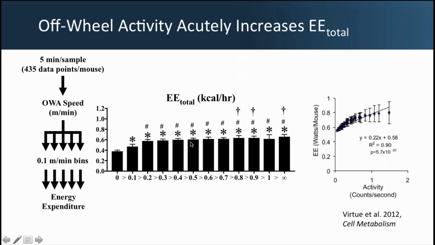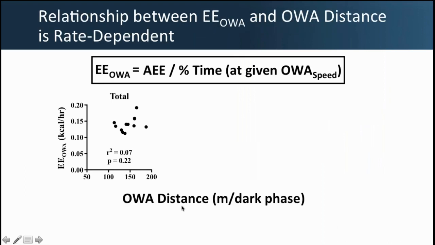The shape of this data, though, looked very similar to what was shown previously, where they, again, tried to find a relationship between off-wheel activity and energy expenditure at these low rates of speed. What we wanted to do was see whether we find the same relationship at low rates of speed, so say above 0 but below 0.3 meters per minute, versus these high rates of speed. And so that's what we did.